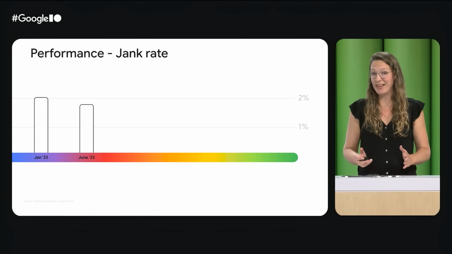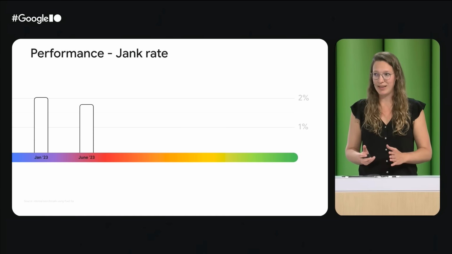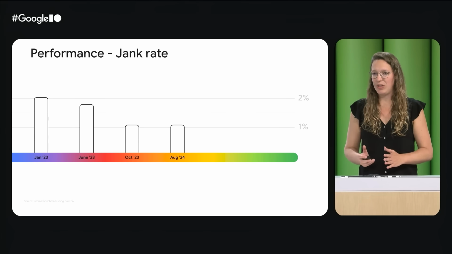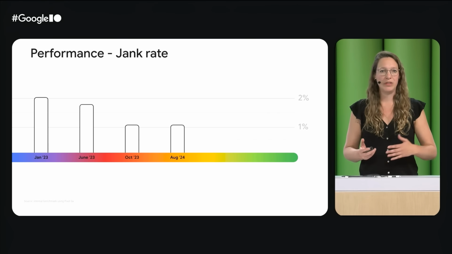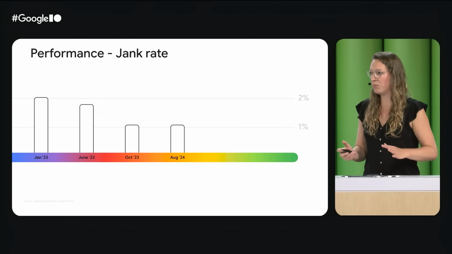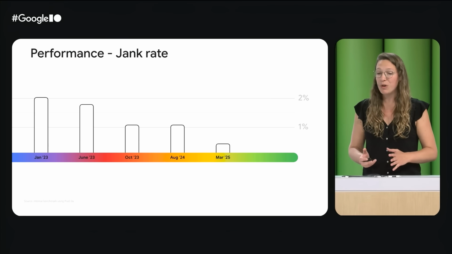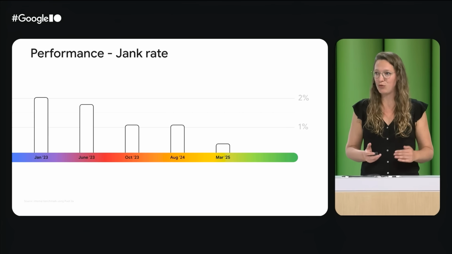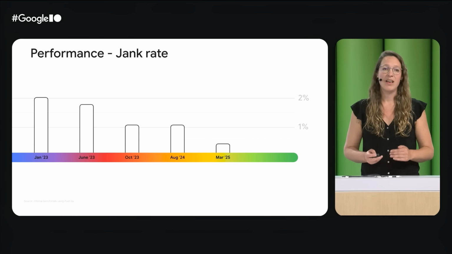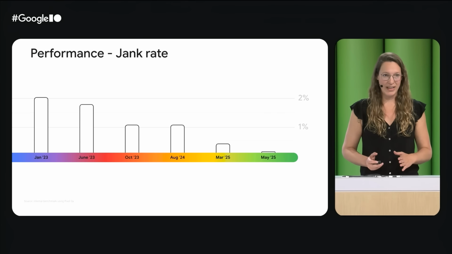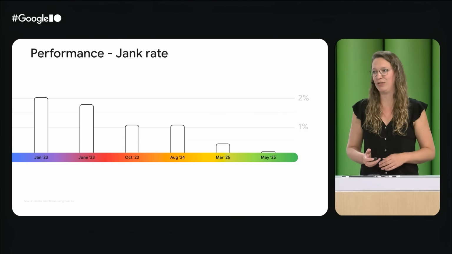Now, what we did is we kept the source code exactly the same, but we updated the version of Compose. And so what we see is that with later versions of Compose, this jank rate already drops to about 1%. Then, if we update the Compose version to March 2025, this drops to less than 0.5%. And with the latest stable version of Compose, we hardly have any jank left. We're at less than 0.1%.